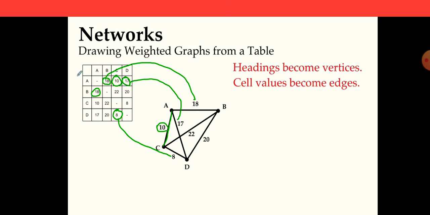So our headings, our A, B, C's and D's here, our headings for our columns and our rows, they became our vertices, and our number values in each of the cells, they became the edges, or the lengths of the edges, the weightings on the edges. So that's a weighted graph from a table. I hope that makes sense. It seems to make sense to me, but if you stare at it long enough, I'm sure it will.